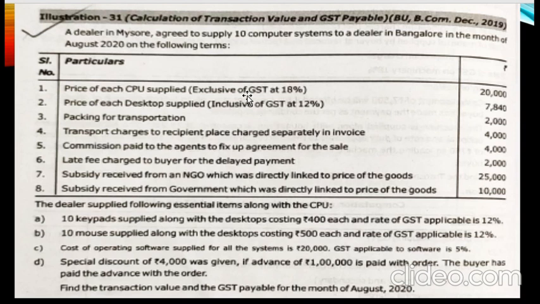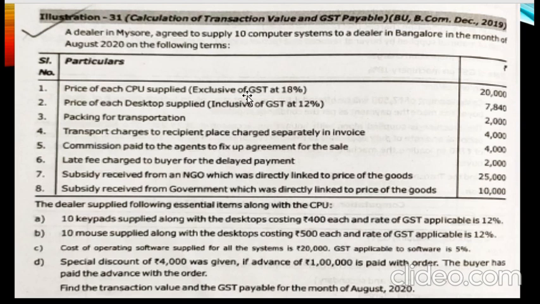Packing for transportation: we need to add the transport charges to the recipient's place if charged separately in the invoice. We should add all these expenses. Commission paid to the agent to fix up the agreement for sale, late fees charged to the buyer for delayed payment, subsidy received from an NGO which was directly linked to the price of goods, subsidy received from government which was directly linked to the price of goods. So these are the expenses. When we are solving the problem, we will understand what should be added and what shouldn't be added.